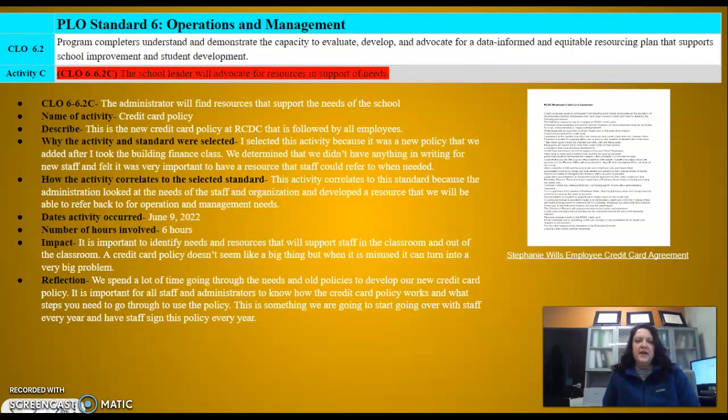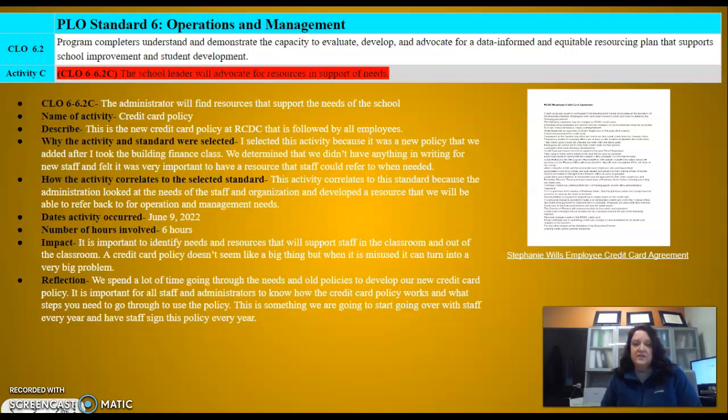Standard 6, Operation Management. The component I chose for this standard was 6.2C, and in my words, the administrator will find resources that support the needs of the school. This activity, we created a new credit card policy for our CDC. This is a policy that all employees have to sign and look over each year. I selected this activity because it's a new policy that we added after I took the building finance class. We determined that we didn't have anything in writing for our new staff and felt like it was a very important piece of information to have and a resource to have for staff to refer back to when needed.